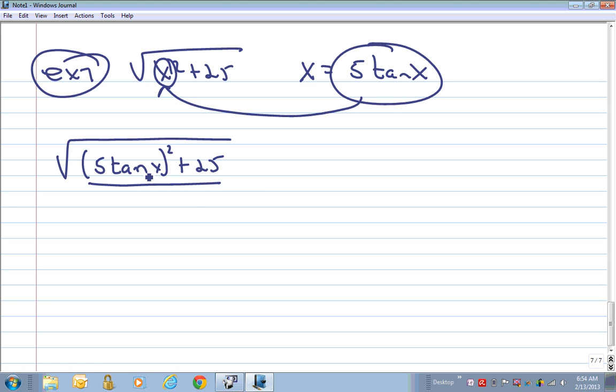What if we go ahead and square this? If we square this, we're going to have 5 squared and we're going to have tan x squared. So let's do that next. So we still have the square root, and that would be 5 squared is 25, and then we would have tan squared x.